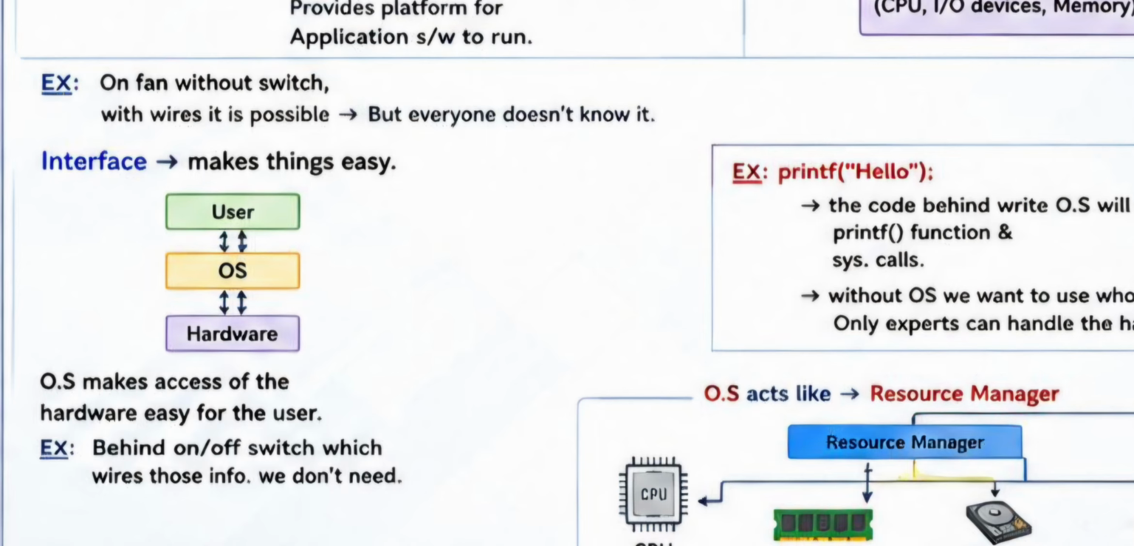So let us understand why it is difficult to interact with the hardware without using the OS. For example, if you want to switch on the fan, what medium do you require? A switch is required, right? If there is no switch, you would have to connect it via wires. But some people may not be aware of how to operate and connect those wires, right? Without a switch, it is difficult for us to switch on the fan. In the same way, without an OS, it is difficult for us to interact with the hardware.